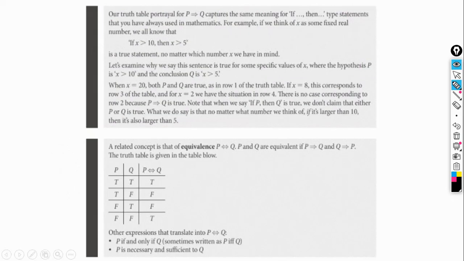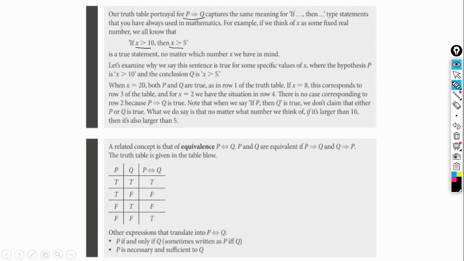Our truth table portrayal for P then Q captures the same type of statements that we've used in mathematics. For example, if we think of X as some fixed real number, we know that if X is greater than 10, then X is greater than 5. But notice that the converse of this is not necessarily true. That is, if X is greater than 5, then X is greater than 10 is not necessarily true.